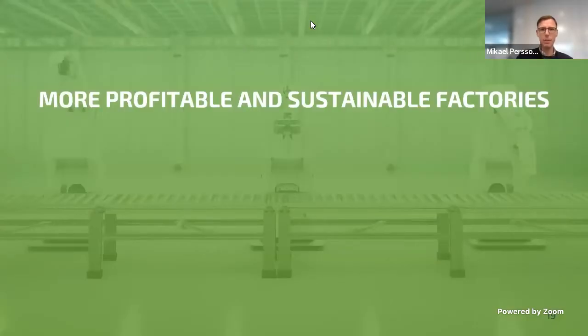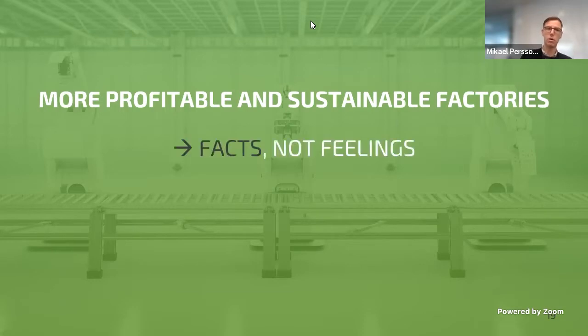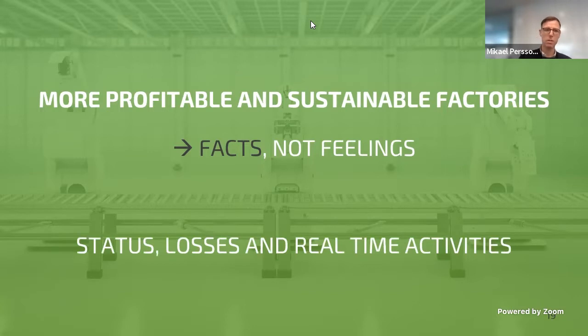In everything we do at Good Solutions, we try to make manufacturing companies and factories more profitable and more sustainable by being more facts and data oriented in their daily operations and maintenance, planning and execution. And we can provide status, losses, and real-time activities to make it easy for the many people in the factories to do the right thing at the right time. And that is what I'm going to dive into a little bit more in detail.